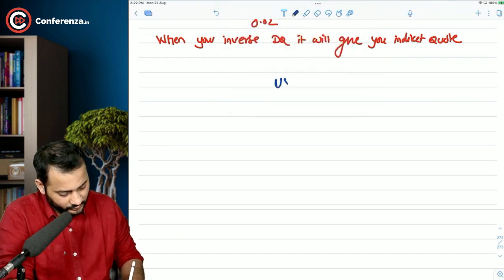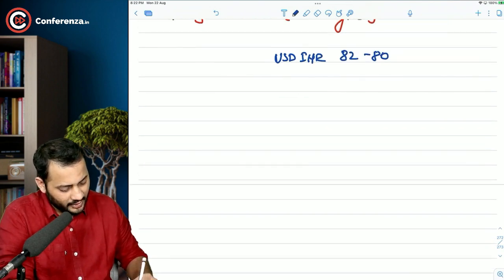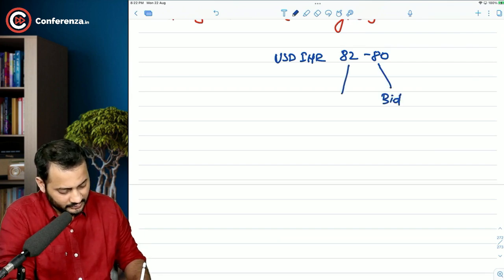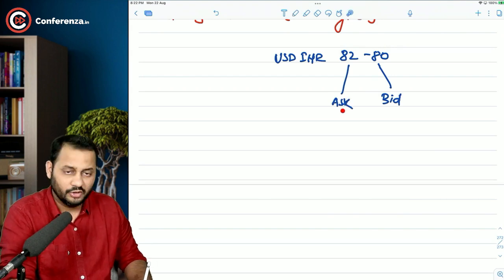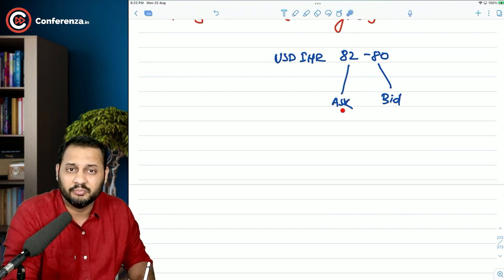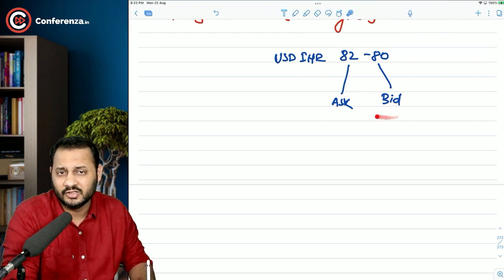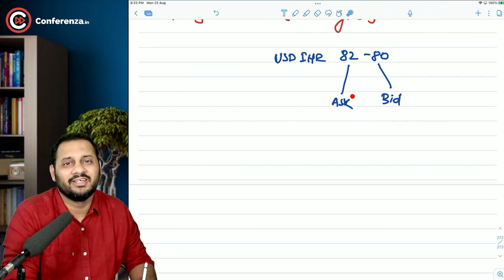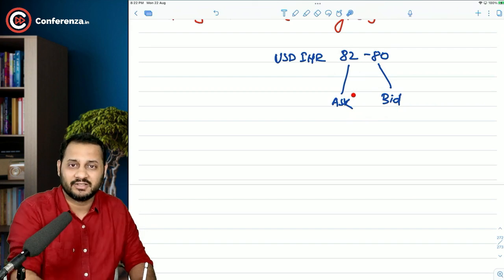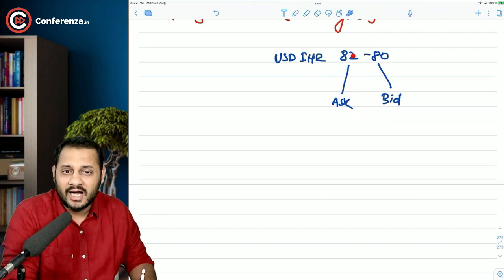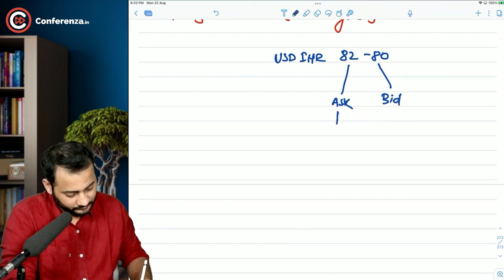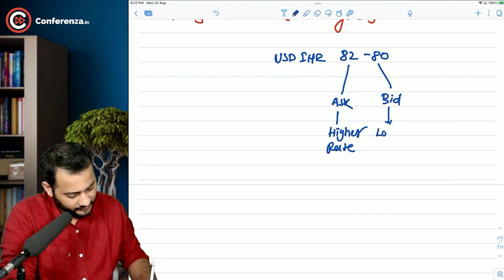So let's take USD INR 82/80. Now if you have to find out the bid rate, this is going to be the bid rate and this is going to be the ask rate. However, you will not find so many questions with such mistakes. We can call it a mistake itself. But in one of the questions, the institute made that. But the answer was correct. The student made the mistake at that time. The student carried that mistake, the institute didn't carry that. So the higher rate will be the ask rate. Ask rate is the higher rate. And the lower rate will be the bid rate.